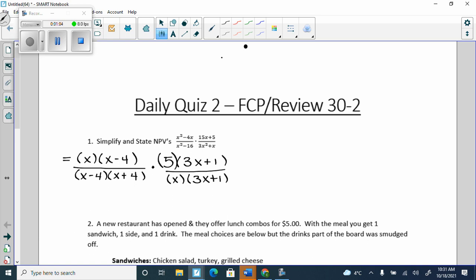Now before I go to cancel, I have to make sure I do what? State NPVs. So I have 4, negative 4, 0, and negative a third. X can't equal plus or minus 4, 0, and negative a third.